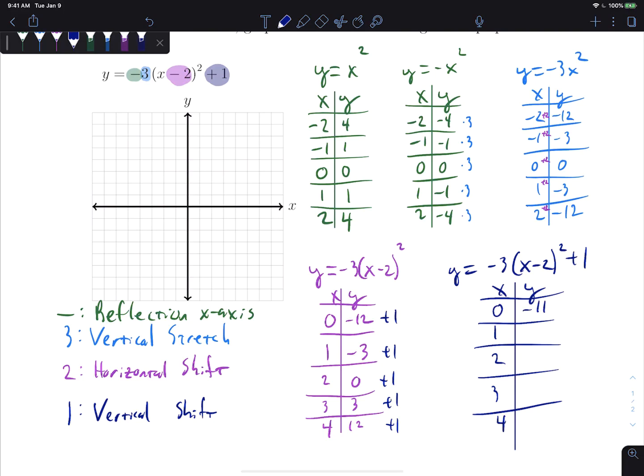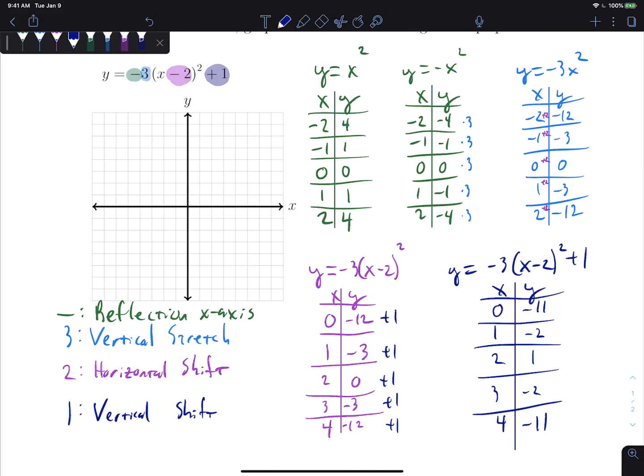So it gives us negative 11, negative 2, 1. That should have been a negative 3 there. And negative 12. There we go. Negative 2 and negative 11. There we go. And then graph these.